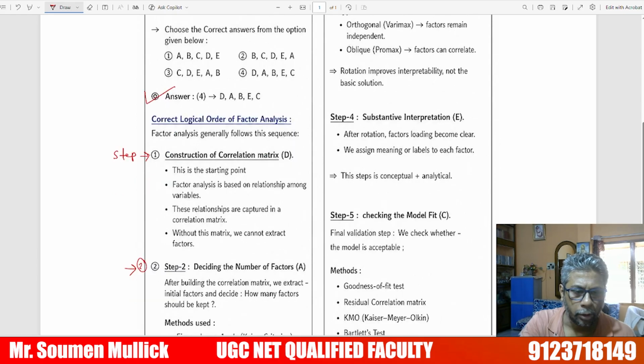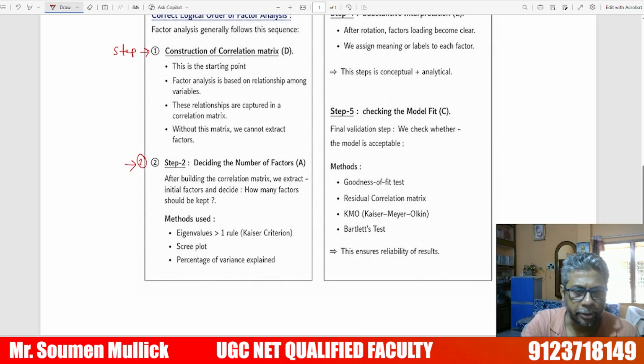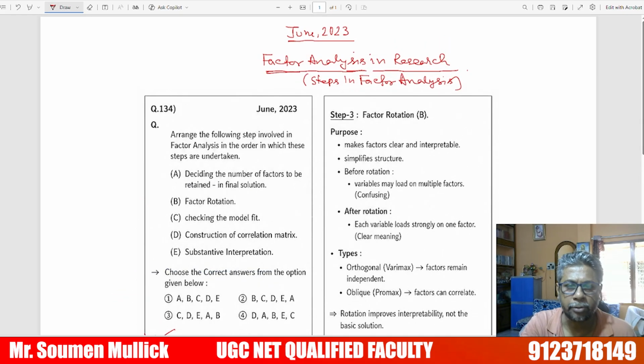Step 2, deciding the number of factors. After building the correlation matrix, we extract initial factors and decide how many factors should be kept. Different methods are used: eigenvalue, scree plot, percentage of variance explained. Now step 3 is the factor rotation. The purpose is that rotation makes factors clear, interpretable, and simplifies structure. Before rotation, a variable may load on multiple factors, and after rotation, each variable loads strongly on one factor.